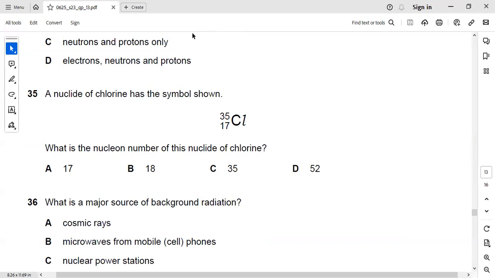Next, a nuclide of chlorine has the symbol shown. What is the nucleon number of this nuclide of chlorine? The nucleon number is 35. In this symbol, the number of protons is written at the bottom and the nucleon number is written on top. The right answer is 35.